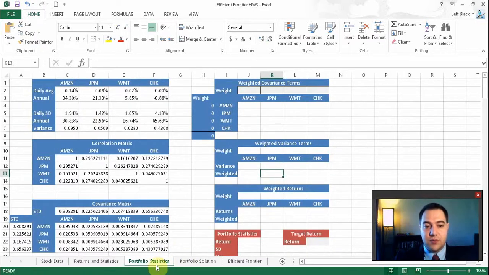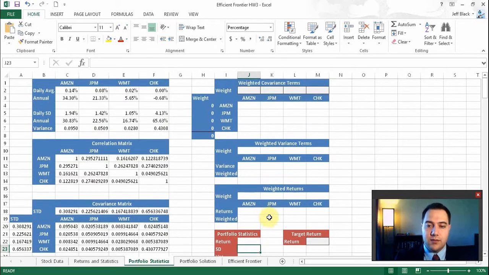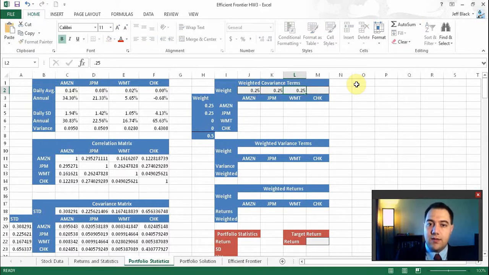So that brings us to the Portfolio Statistics tab, where we're actually going to calculate the return and standard deviation of the portfolio. All right, so ultimately what we're going to do in this Efficient Frontier is determine how much to invest in each of these 4 securities for a certain target return. For the time being, I'm going to start out assuming that we equally weight them. All right, these 4 cells up here are manual entry.